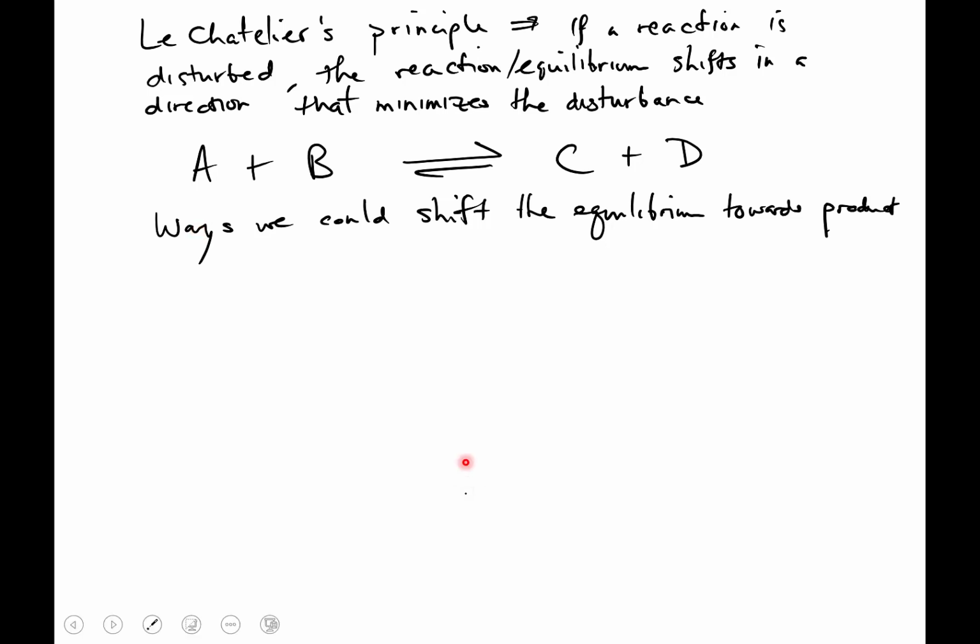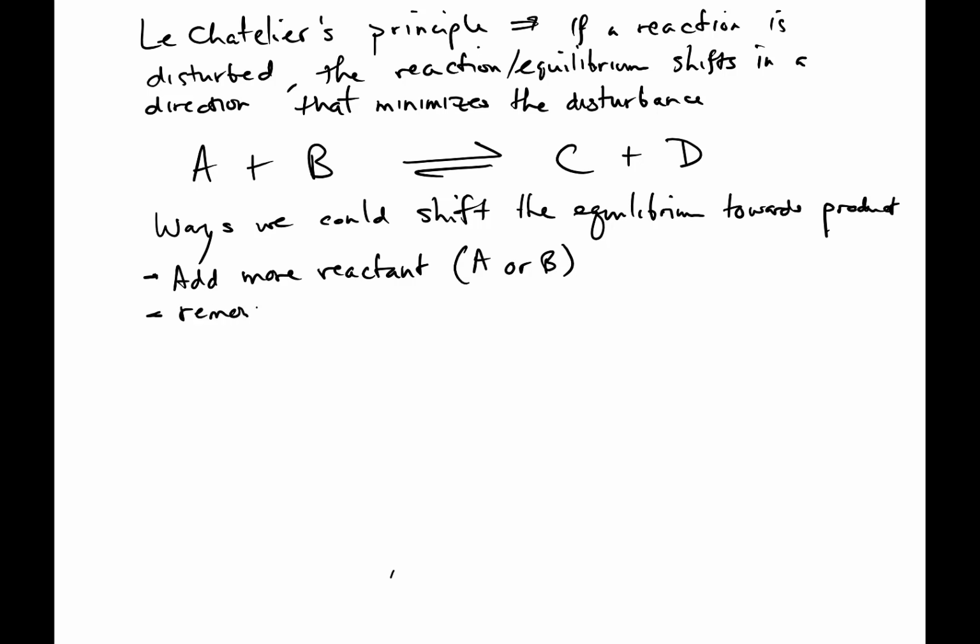Now, ways that we can do that, you may remember, are to add more reactant, one or the other. I'm just going to put A or B. Now you wouldn't, if you added more of both of them, all you'd really be doing is scaling up the reaction. Now you could get more C and D that way too, but that's really not what we're talking about. So add more reactant, or you could remove product, if you'll remember.